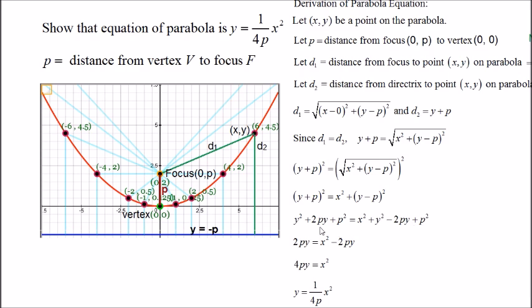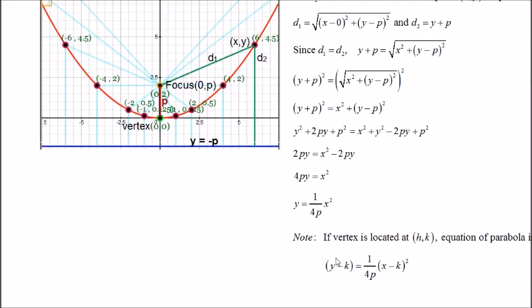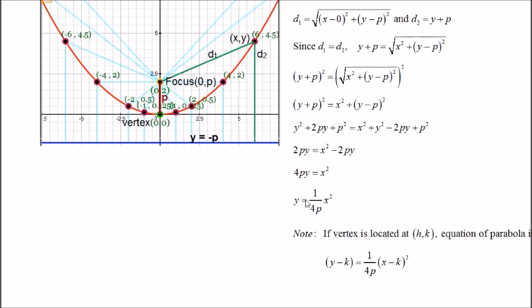The y squared terms drop out, they cancel out. The p squared will cancel out. What's left is 2py equal to x squared minus 2py. And then we get 4py equal to x squared. Solve for y, then we get 1 over 4p times x squared. And this is the equation of this parabola.